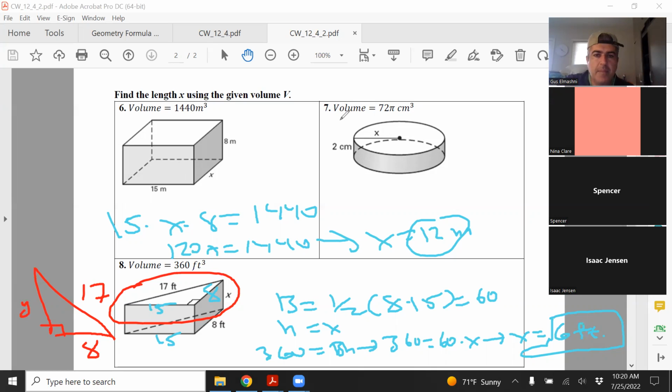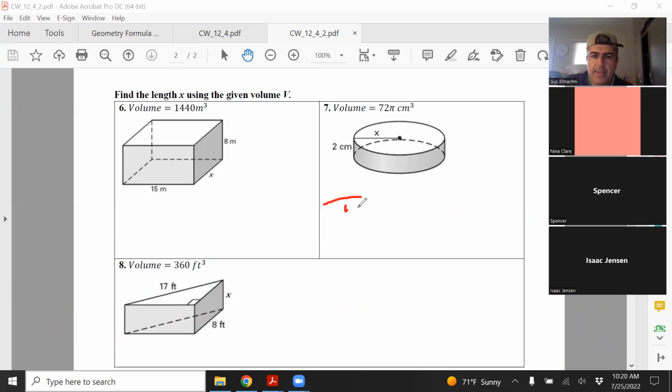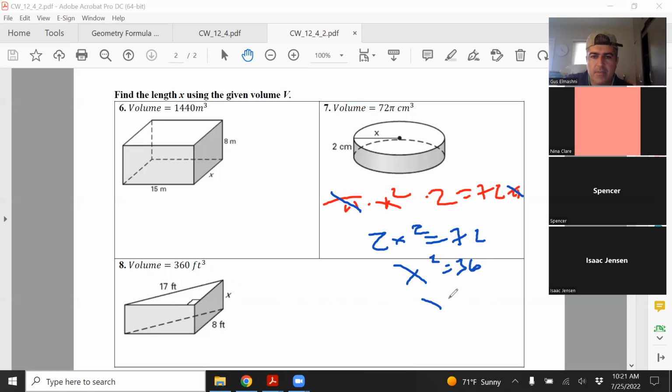And for number 7, obviously x is your radius, so pi times x squared times the height 2 equals 72 pi. Pi cancels from each side. 2x squared equals 72. X squared equals 36, x is 6. That's 6 centimeters. Hopefully that's okay with that one.